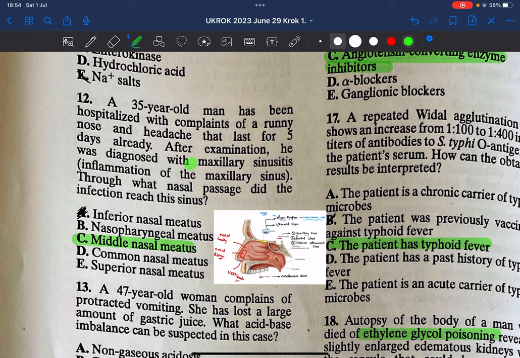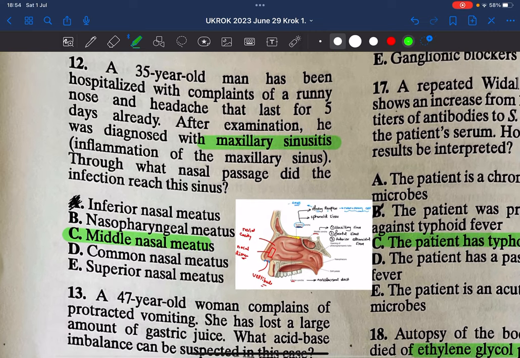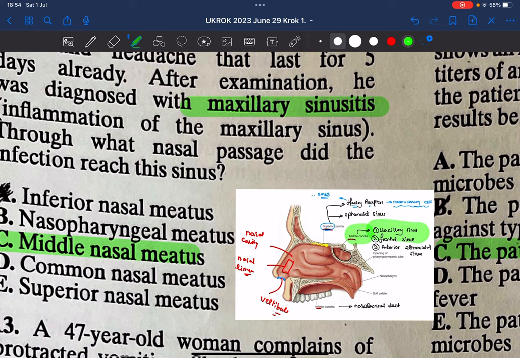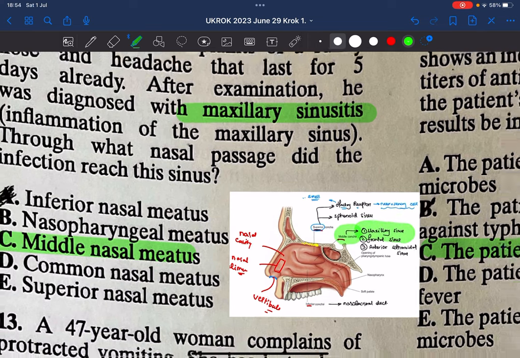We have maxillary sinusitis, or inflammation of the maxillary sinus. Through what nasal passage did the infection reach the sinus? The opening of the sinus in the nasal meatus is in the middle nasal meatus. So the middle nasal meatus is the right answer.